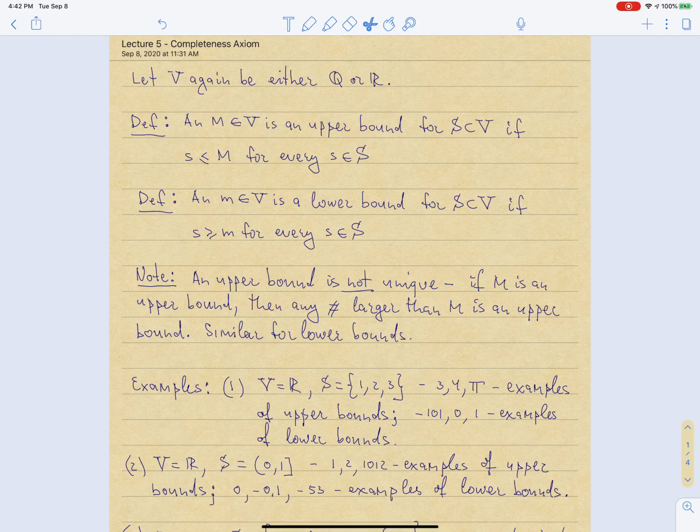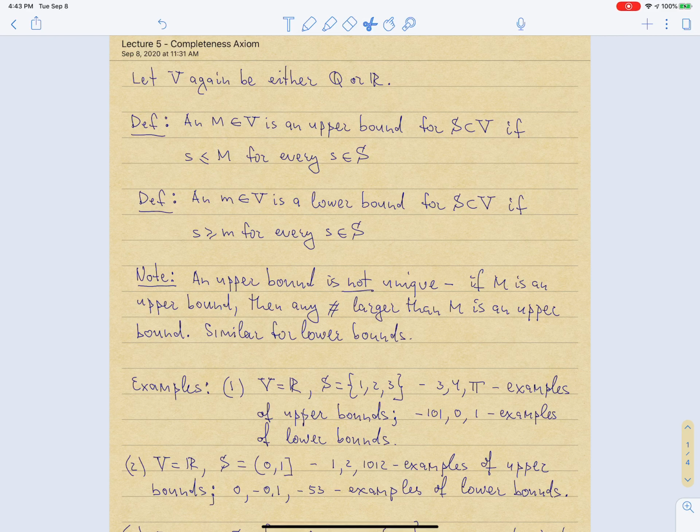So now I'm going to look at the same property, but from a somewhat different point of view. So just like before, let me denote by V a set of all rational numbers or all real numbers, because at this point I'm going to discuss things that are applicable to both sets. So if V is Q or R, then we're going to give several definitions.